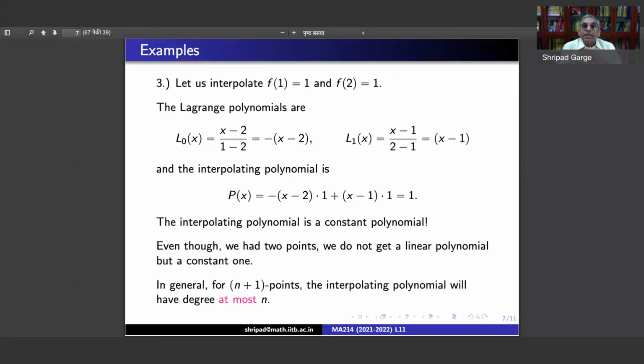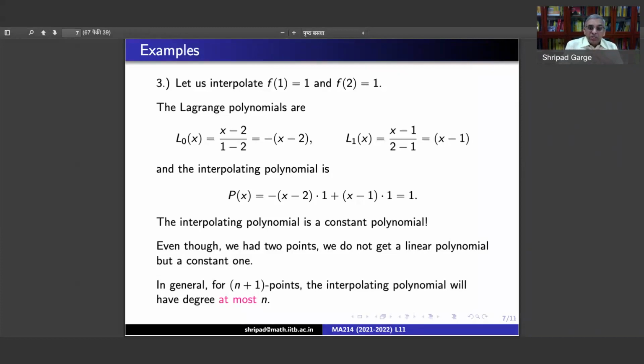Mathematicians would like to be very precise. Whenever we say that for n plus 1 points we get a degree n polynomial, it would mean that for whatever n plus 1 points you get, for all functions you are going to get degree n. But here that doesn't happen, and therefore, to be precise, we will have to say that there is a polynomial given by Lagrange whose degree is at most n.